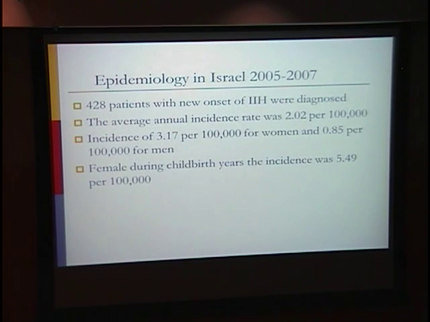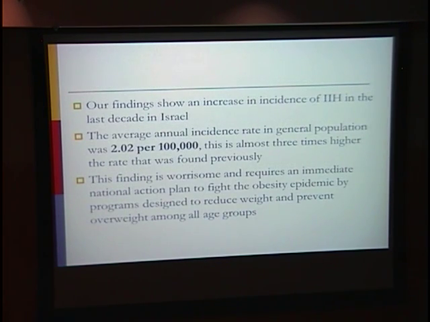Nowadays, we did the epidemiology in Israel in 2005-2007 because we had the feeling there are too many pseudotumor people. And what we found is that the average annual incidence rate was 2.02 per 100,000. And the incidence, of course, would jump in women, and in females during childbearing, the incidence was 5.49 per 100,000. Our findings show an increased incidence in IIH in the last decade in Israel, and it's almost 3 times higher than the rate that was found previously.